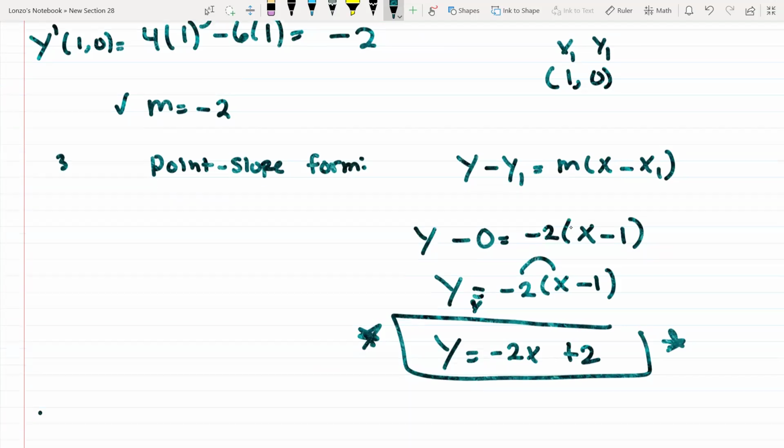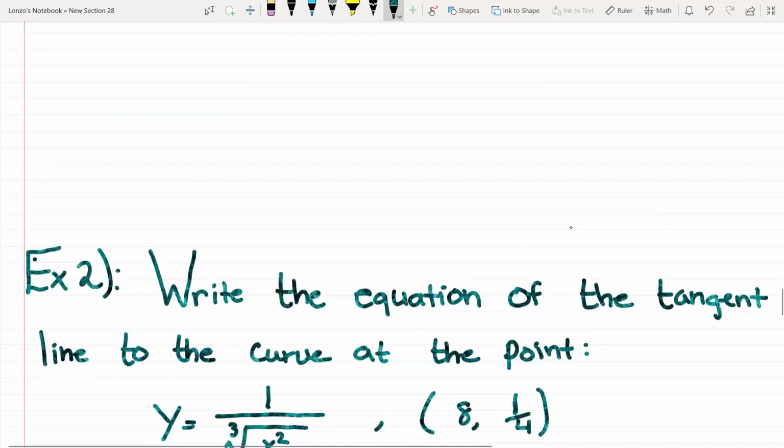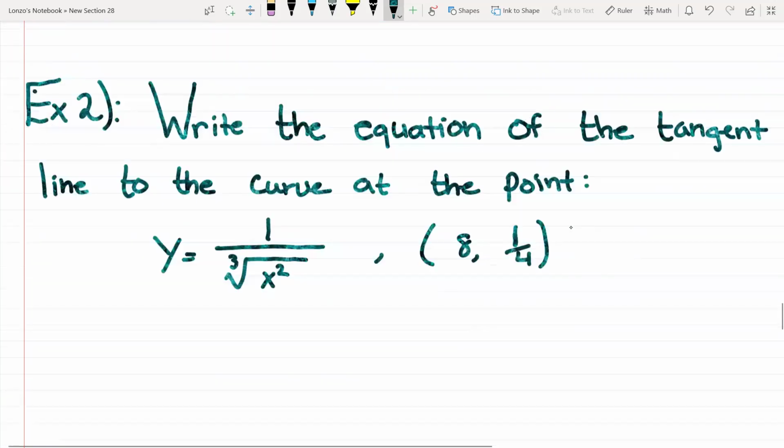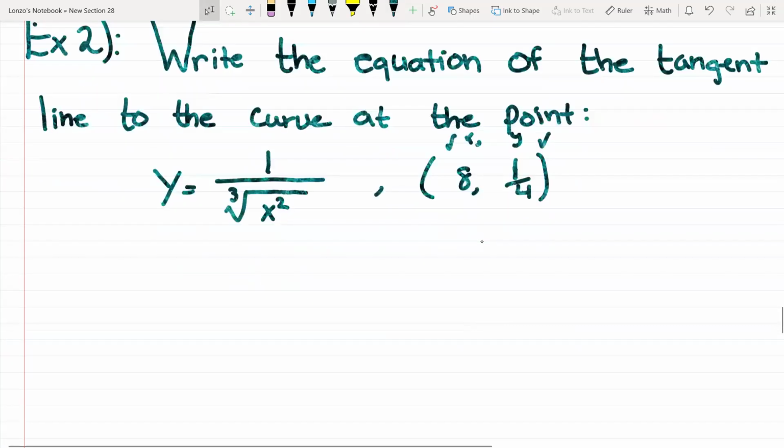Okay, let's move on to example 2. So same idea. Example 2 says, write the equation of the tangent line to the curve y equals 1 over the cube root of x squared at the point (8, 1/4). So my first step is to figure out, do I actually have a whole coordinate? Do I have an x coordinate? Do I have a y coordinate? Yes, yes.